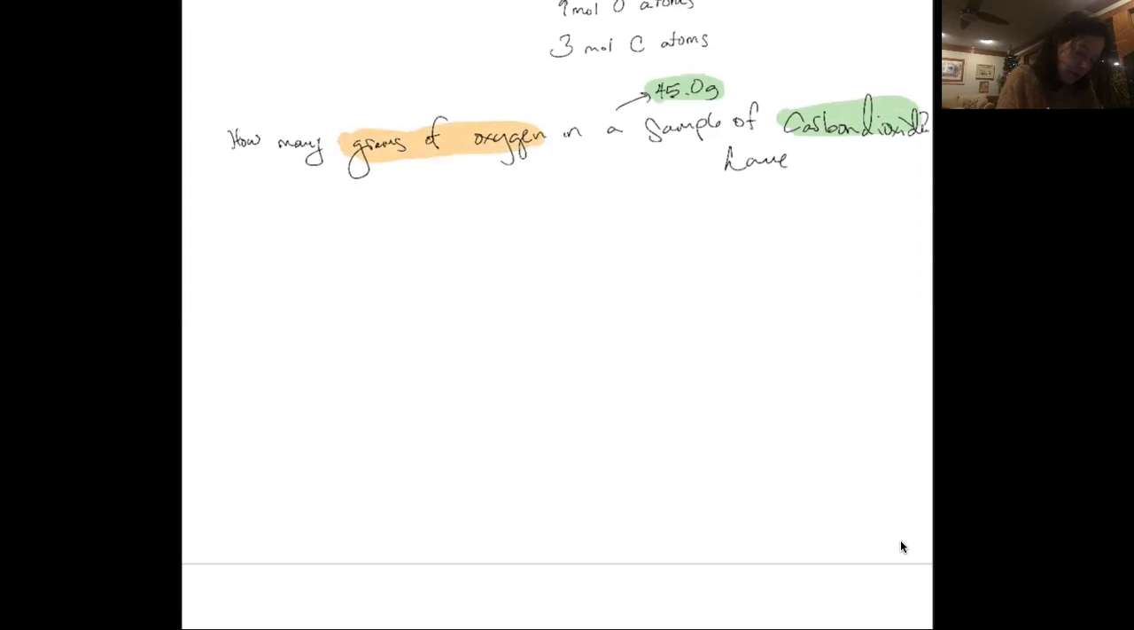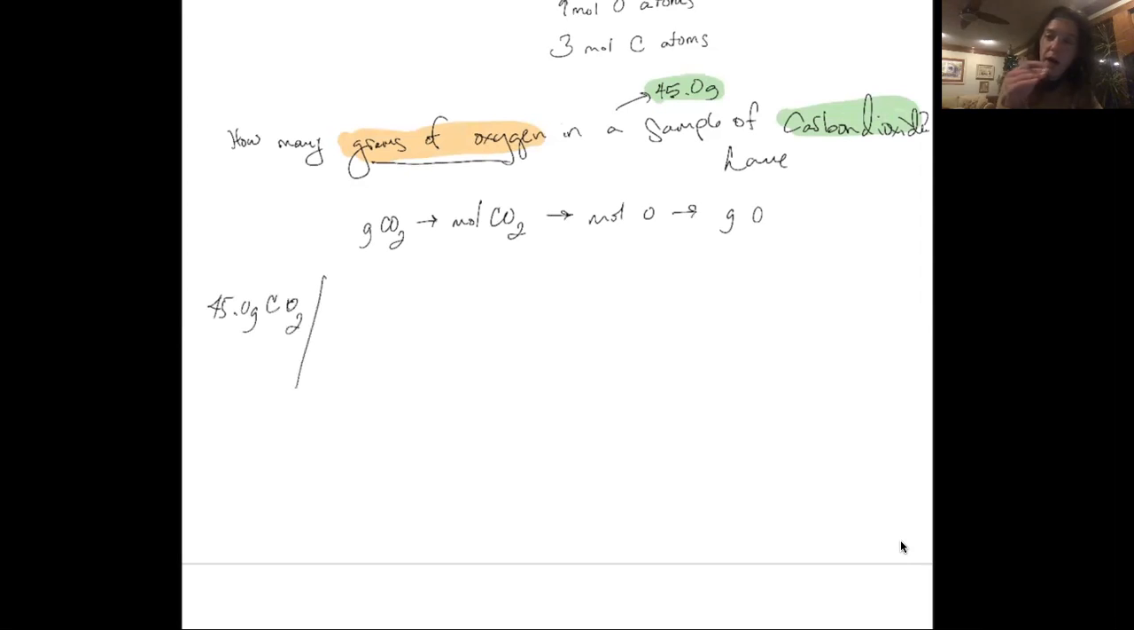All right, so what we're going to do is go from grams of CO2 to moles of CO2 to moles of oxygen, and then we can go to grams of oxygen. All right, so let's look at our 45.0 grams of carbon dioxide. And if you want to go ahead and pause and fast forward, see if you can figure it out yourself. This is 44.01 grams per 1 mole. I know that. That's moles of carbon dioxide, right?